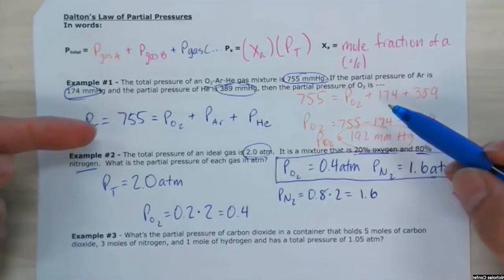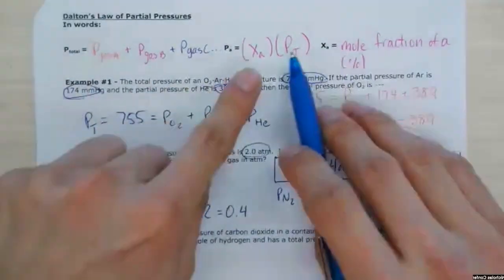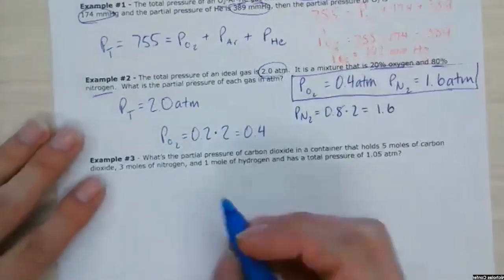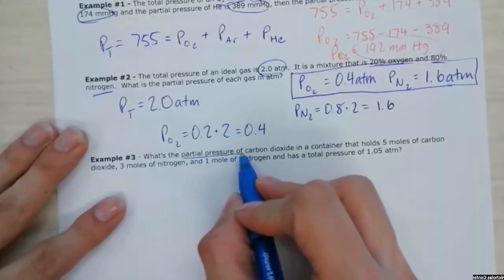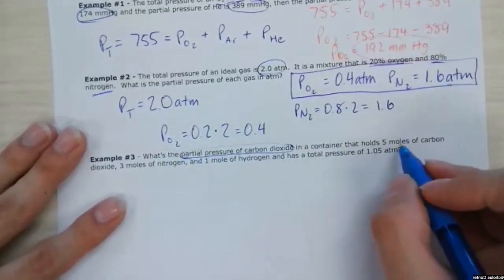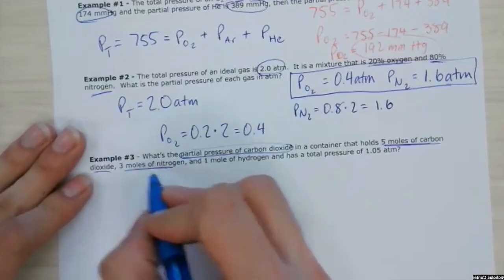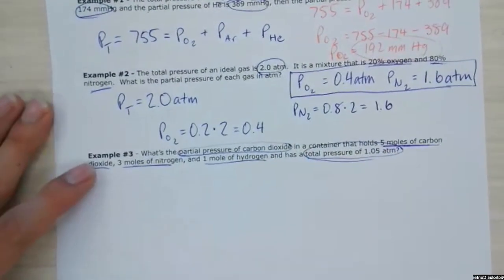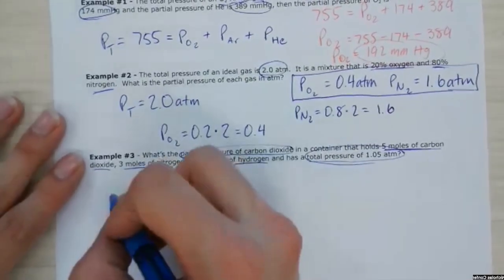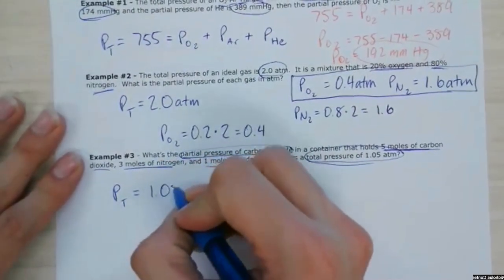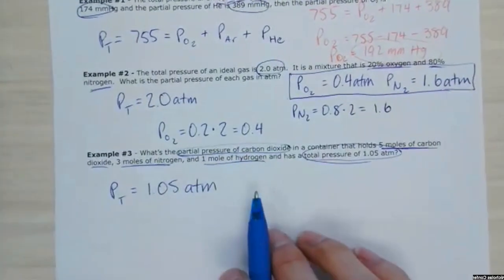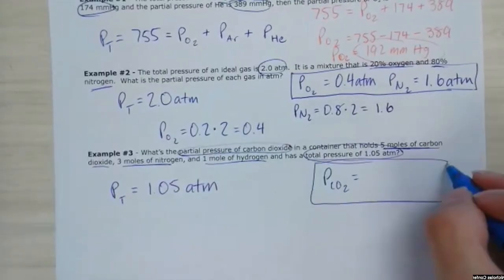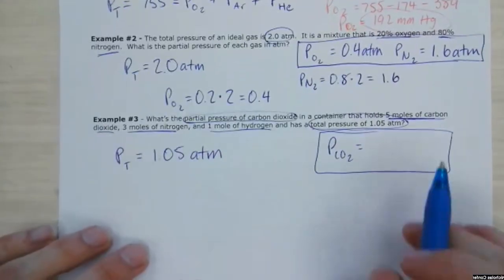So you can see questions where we're going to use the formula where we add them, questions where I use the mole fraction with percents. The last one is where I use mole fractions with actual moles. What is the partial pressure of carbon dioxide in a container that holds 5 moles of carbon dioxide, 3 moles of nitrogen, and 1 mole of hydrogen, and has a total pressure of 1.05 atm? Let me label what I have. I have PT is 1.05 atm. I would like to know the partial pressure of CO2, the final answer. And I have the number of moles.